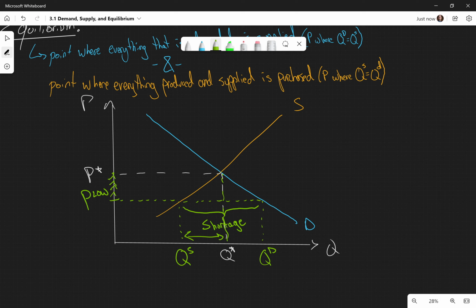Questions on equilibrium? All right. So this is definitely going to be a reading quiz.